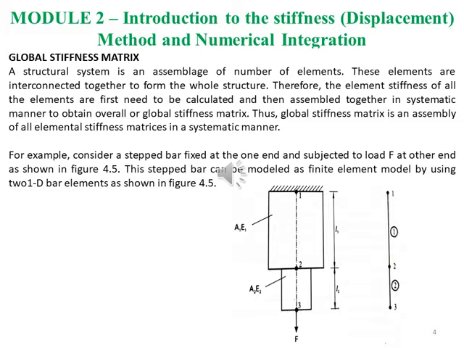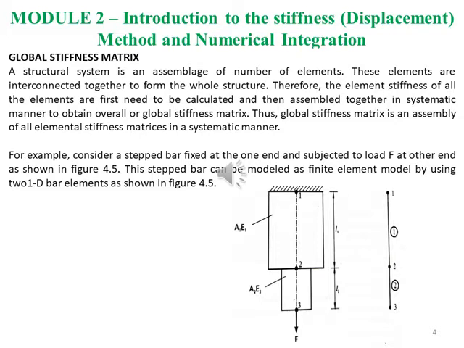So we have a stepped bar. It is fixed at one end and subjected to load F at the other end. The stepped bar can be modeled as a finite element model by using two 1D bar elements as shown in figure 4.1. So this stepped bar has multiple properties, that is cross-sectional area A1 at the top and cross-sectional area A2 at the bottom. Similarly, modulus of elasticity is E1 and E2. Length is L1 and L2. So all the properties are different. A, E and L are different at different locations.